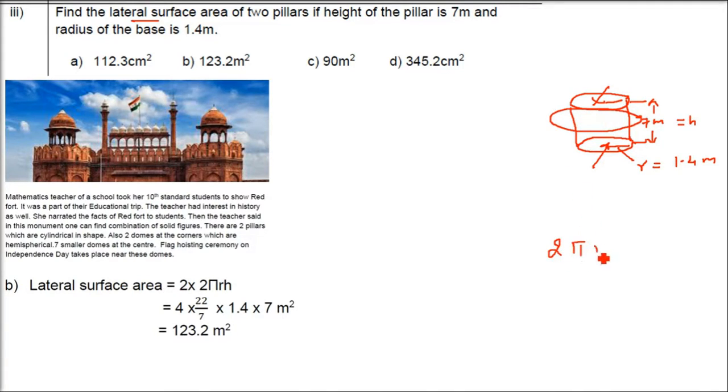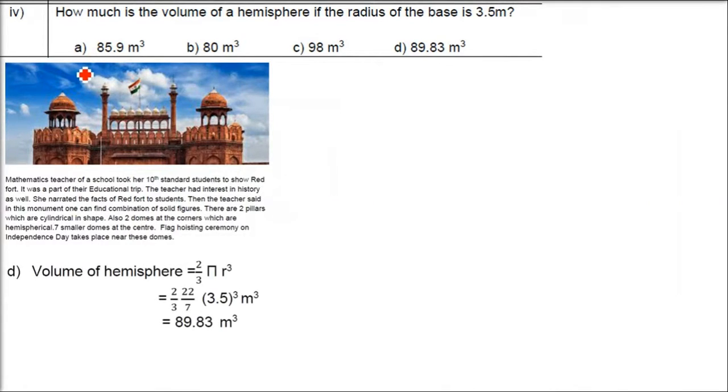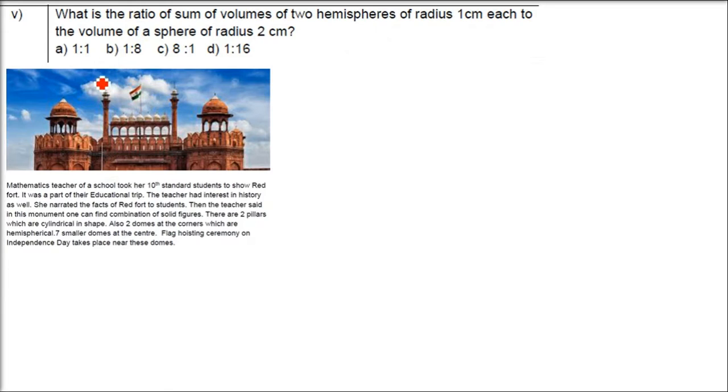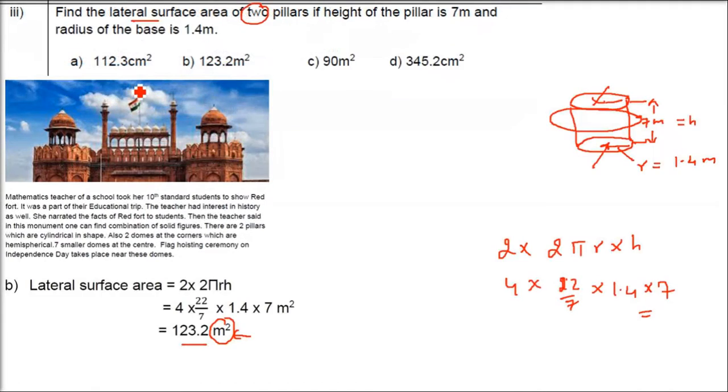So you just have to take the round one, that is 2 pi r h. But since there are two pillars, you have to multiply it by 2: 2 into 2 pi r h, so it's going to be 4 pi r h. Pi is 22 by 7, radius is 1.4 meter, and the height is 7 meter. It's 123.2 meter square. Again, this is an area, so the unit will be meter square. So this is the lateral surface area. Now the fourth part of this question is, see, these are 5 and you have to take 4 of them.